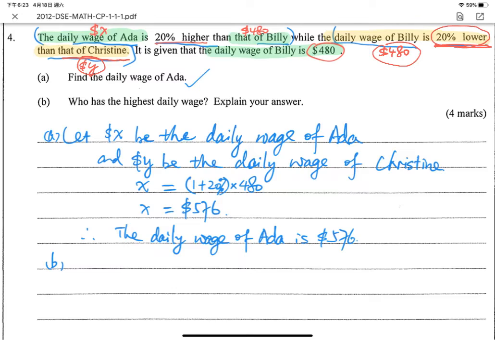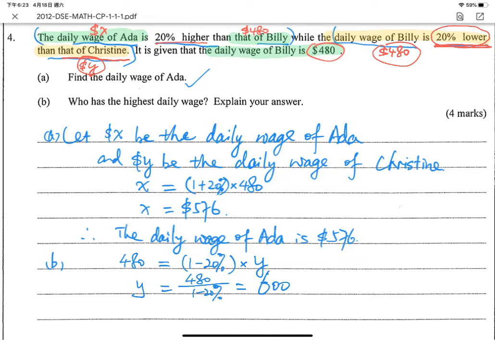We can solve the relationship like this. $480 is 20% lower than Y, so 480 equals 1 minus 20% times Y. We only have one unknown here, so we can get the value of Y by dividing by 1 minus 20% on both sides. 480 divided by 1 minus 20%, which is 80%, which is 0.8, we get $600.